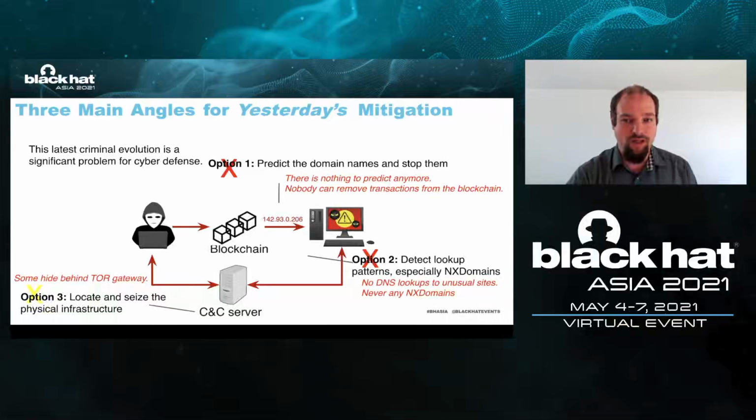How about option two, detecting lookup patterns, especially these telltale NX domain lookups? Well, there aren't any DNS lookups at all. There isn't a high entropy domain name that is being queried. The blockchain reveals directly the IP address. So there are not going to be any DNS requests to something that I can track, nor are there any NX domains. So option two is also out of the window. How about option three, locating and seizing the physical infrastructure? Well, it depends. In the case of the Takeover malware, we saw that the adversaries were using Tor to hide the CNC server location, and depending on how this is being done, this might also be difficult to do.